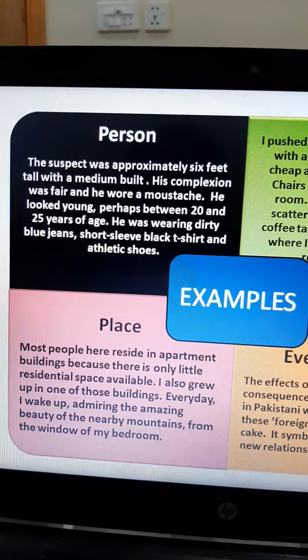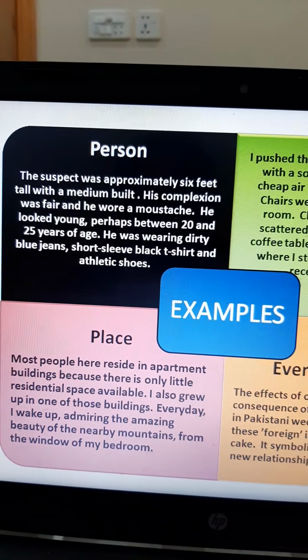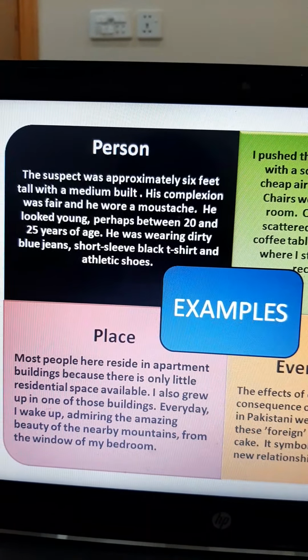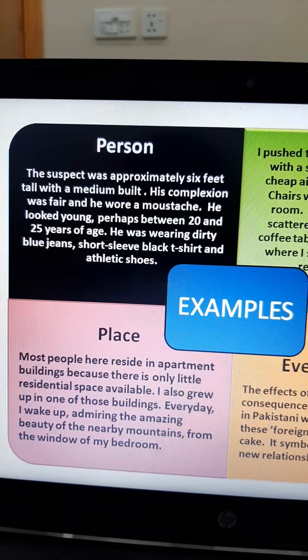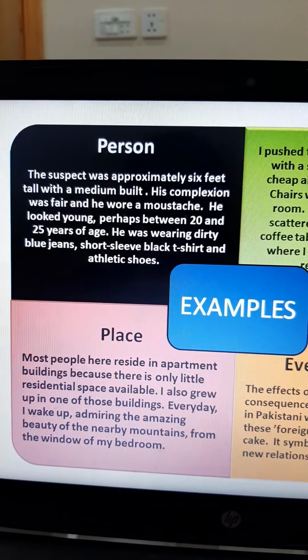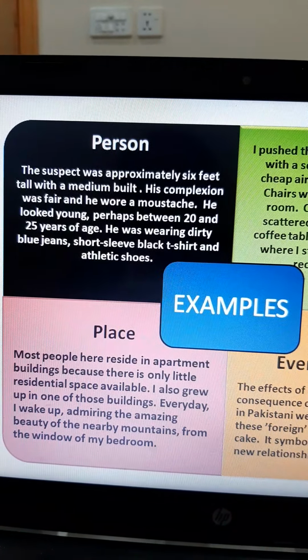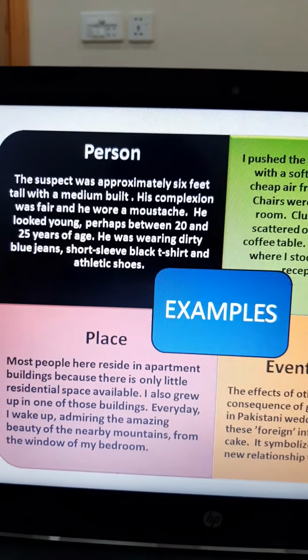The suspect was approximately 6 feet tall with a medium build. His complexion was fair and he wore a mustache. He looked young, perhaps between 20 and 25 years of age. He was wearing dirty blue jeans, a short sleeve black t shirt, and athletic shoes.